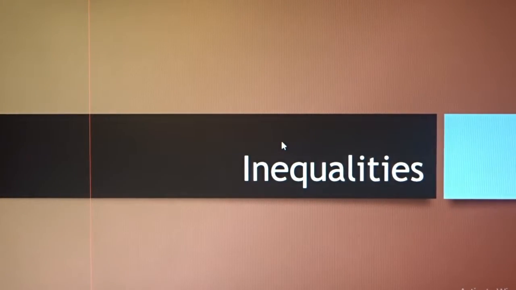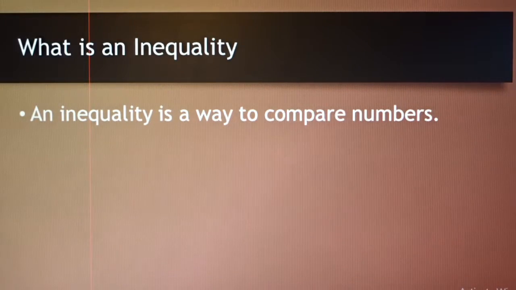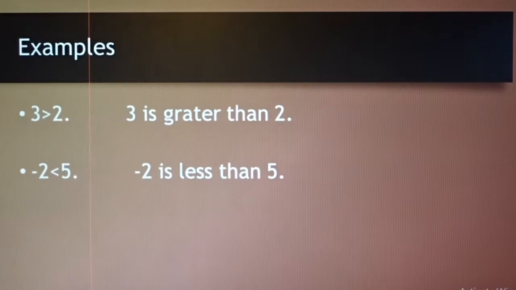Today's topic: inequalities. What is an inequality? An inequality is a way to compare numbers. Here are some examples. 3 is greater than 2, or -2 is less than 5.